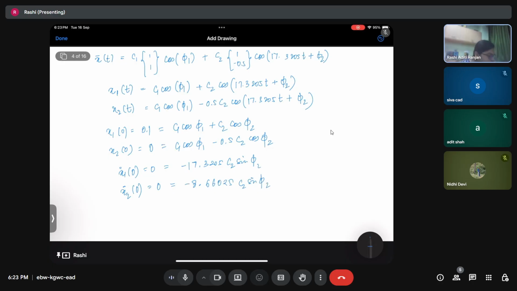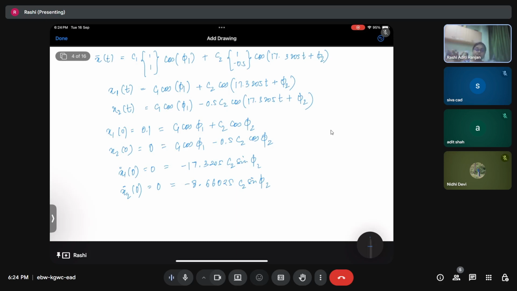So C2 into sine of phi 2 is essentially 0, which means that phi 2 is either 0 or pi, because C2 cannot be equal to 0. Our general solution should have contribution of C1 and C2 both. If we consider C2 as 0, it means that the second mode does not have any solutions.